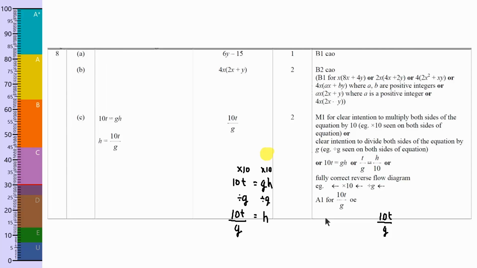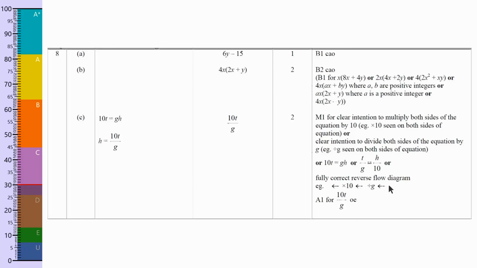Let's have a look at the mark scheme. Okay, so the first question was just 6y minus 15, that's 1 mark. The second one, it was a bit forgiving. It allowed you to have 2 instead of a 4 and still gave you a mark. In fact, you could have just divided the x out and got the mark, or you could have just divided the 4 out and got the mark, and there's a few other things you could have done. But the best thing is to get the right answer for 2 marks. And for this last one, 10t over g gives you the 2 marks.